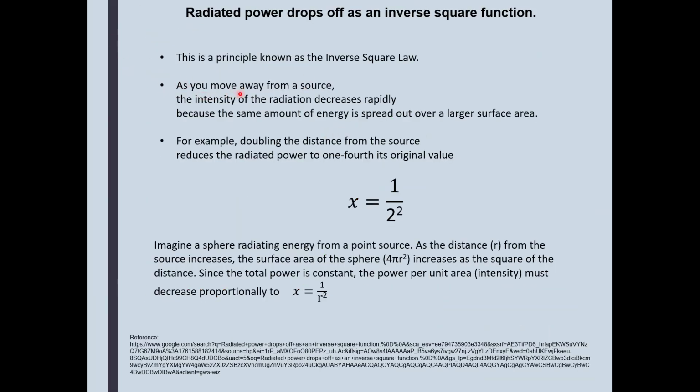As you move away from the source, the intensity of the radiation decreases rapidly, because the same amount of energy is spread out over a large surface area. For example, doubling the distance from the source reduces the radiated power to 1/4 of its original value.